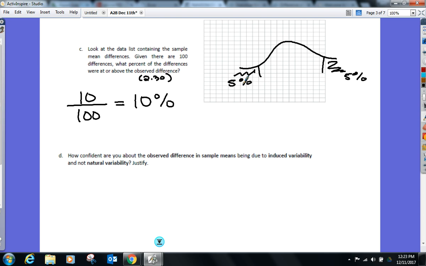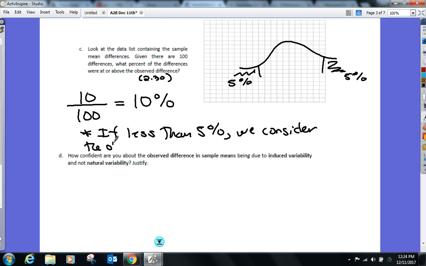Okay, so 10%, and you might want to just write in here, if less than 5%, we consider the observed difference, remember that term I gave you guys on Friday, statistically significant.